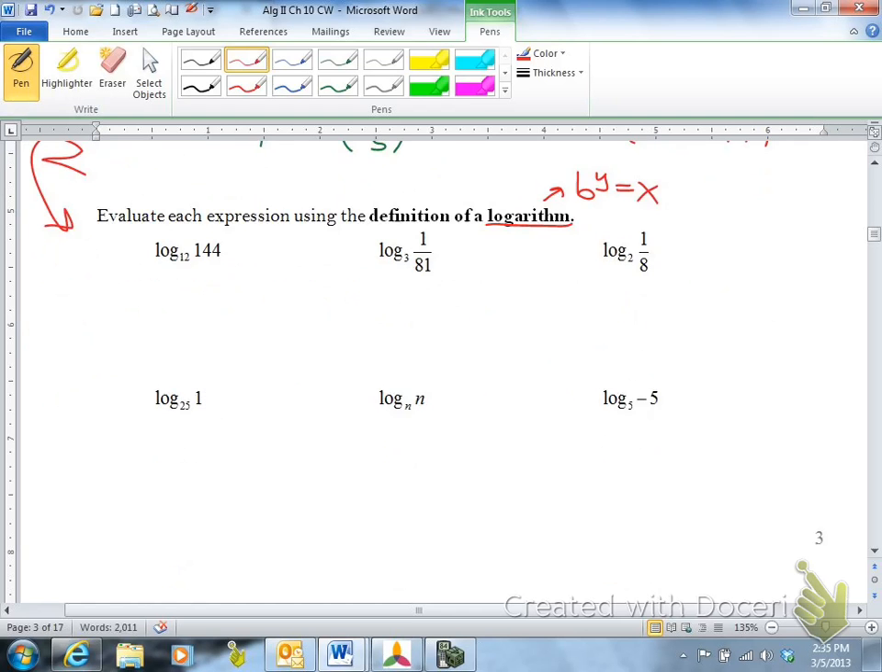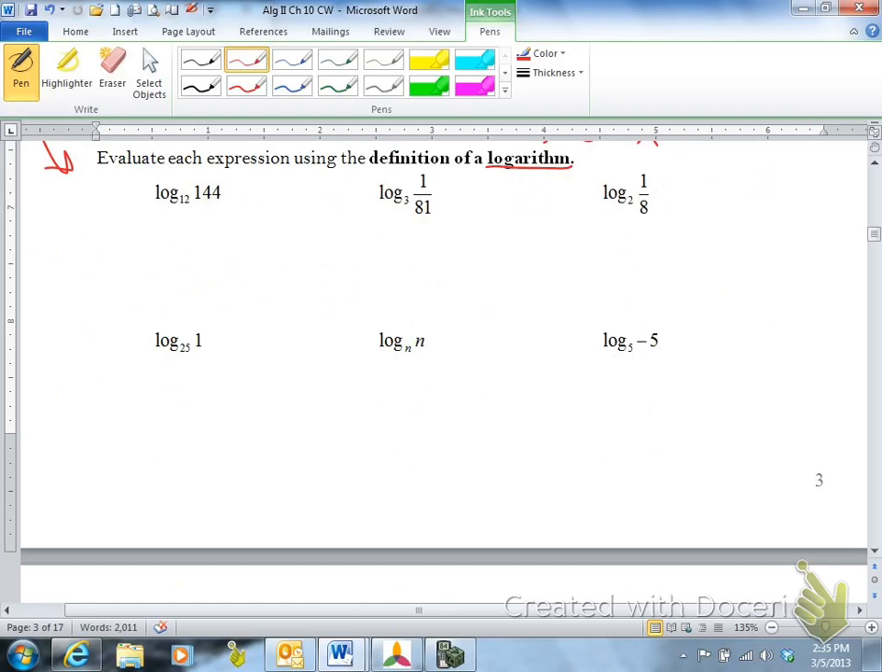So for instance, on the first one, log base 12 of 144, we're going to say it equals something. You could use any variable, like n. And then you rewrite it, 12 to the n equals 144. And if you stopped and thought about it, 12 to the what equals 144? Well, that would be 12 squared. So the answer is 2. So log base 12 of 144 equals 2.